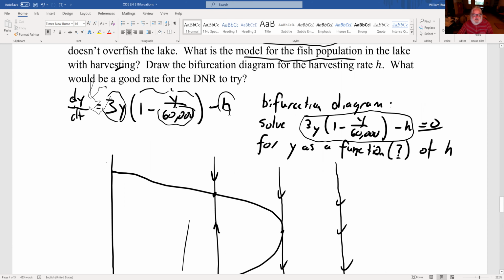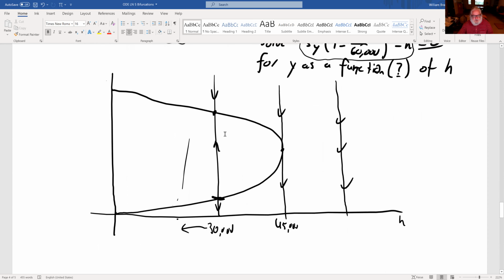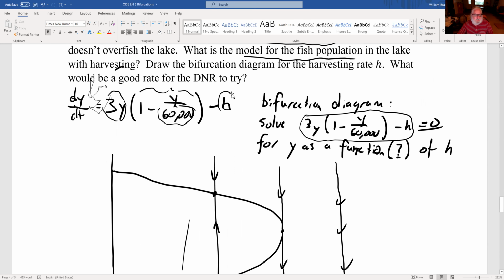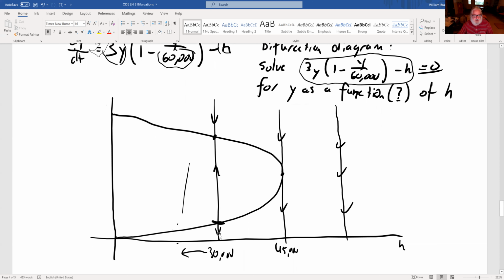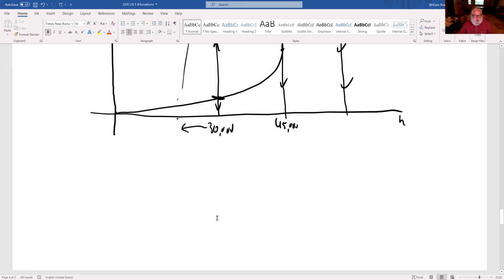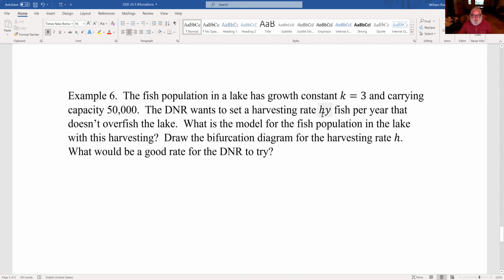So this is just saying a constant amount of fish. We take out 30,000 out of this particular lake, of this particular fish. And you're okay as long as it doesn't go below, I think, something like 12,000. A different model would be to say H times Y fish per year that doesn't overfish. So what does that look like?